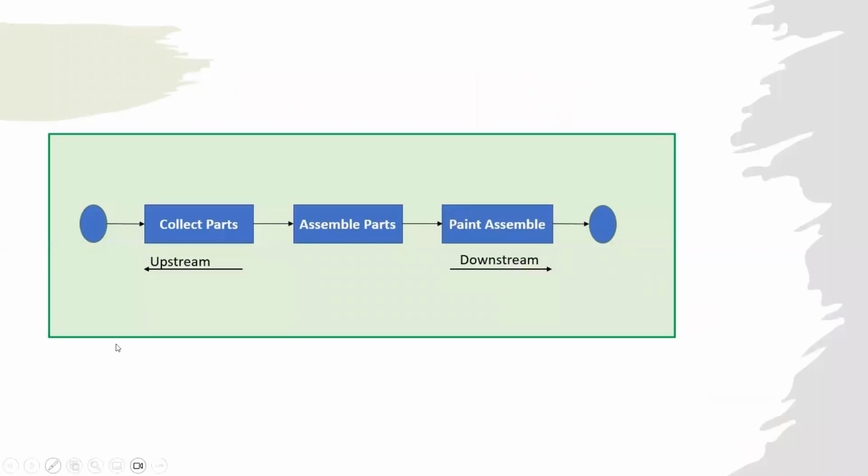Take this example. To deliver a product to the market, we basically collect the raw materials. Here I'm mentioning collecting parts, then we assemble the parts, then we paint the assembly, and then we deliver the product. So here we basically have three steps: collecting parts, assembling the parts, and then painting the assembly.